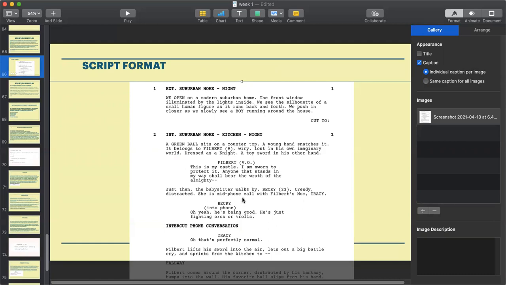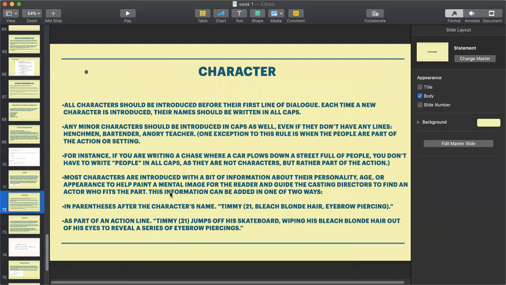So she is in a mid phone call with Filbert's mom, Tracy. You don't give a description of Tracy because you are not showing Tracy. She is in a phone call. Got it? So these things you have to keep in your mind. Character descriptions are very important so that you can imagine the character when you are reading. Again, one thing, I'm repeating this.